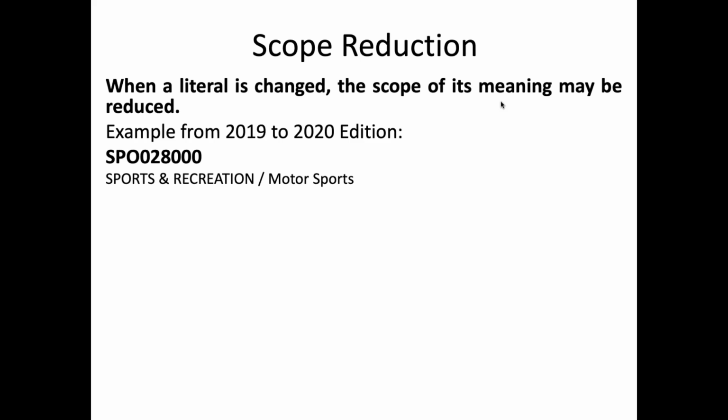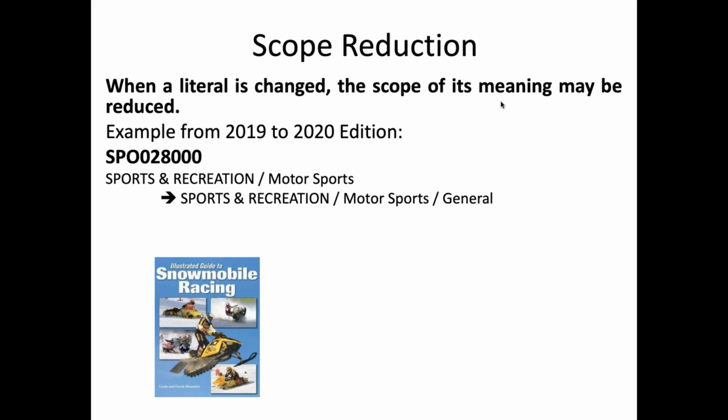Sometimes, if we change a literal, we might reduce the scope of something a little bit. An example of one that we did for this 2020 edition is motorsports. We had the heading sports and recreation motorsports, and we decided we were going to make that a tree. So what we did was we started with sports and recreation motorsports general. That was the literal change for 028000. So if you have a book like this, like snowmobile racing, you can leave it under the general heading.